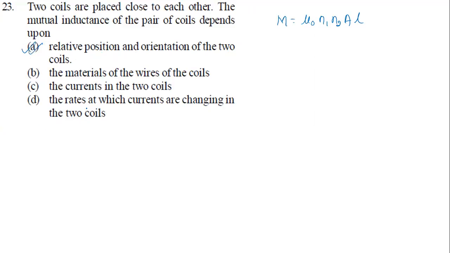But look at the remaining options also. Material of the coils varied? Anywhere in this equation, is the material there? No, so this is a wrong answer. Current in a coil, is current anywhere there? No. Rate at which current is going to change, is change in current anywhere here? No. So if these three options are wrong, one must be the right answer, that is the first option. It depends on the relative position and orientation of the two coils. How far we kept them matters, and how we kept them matters, because it is going to link the flux with the other coil.